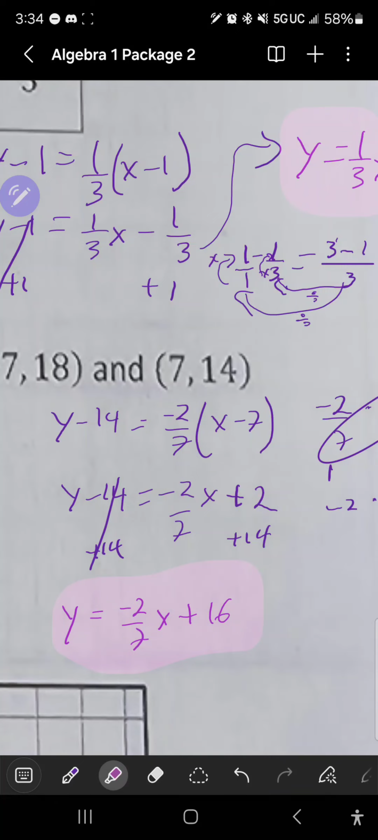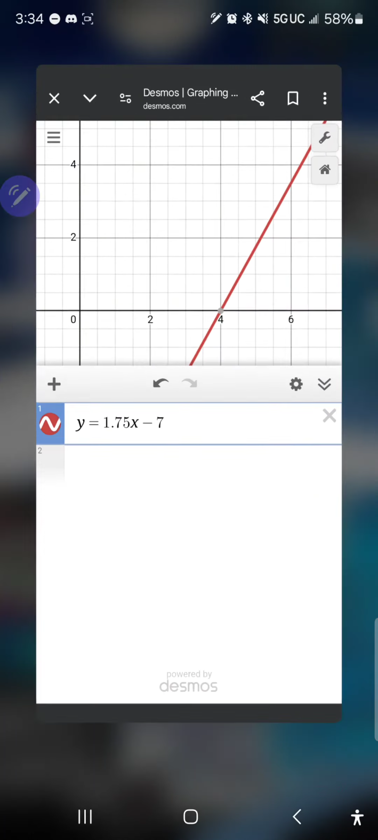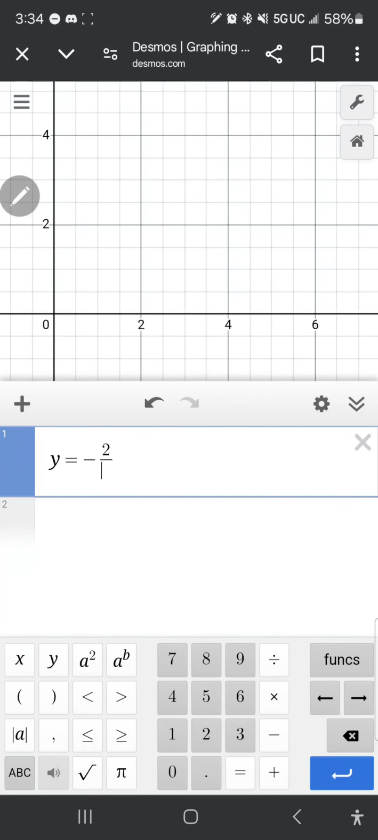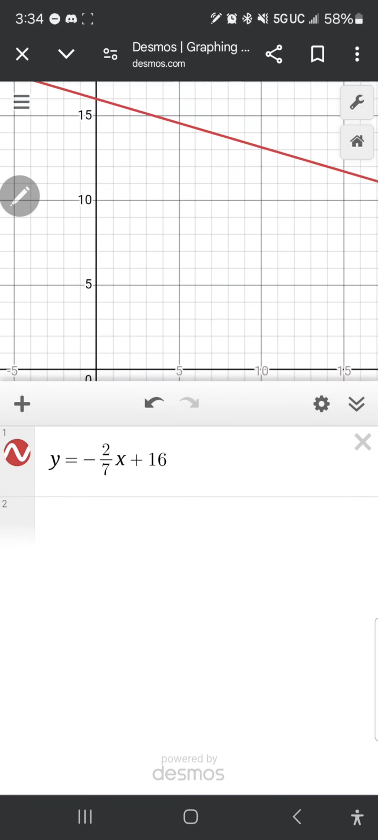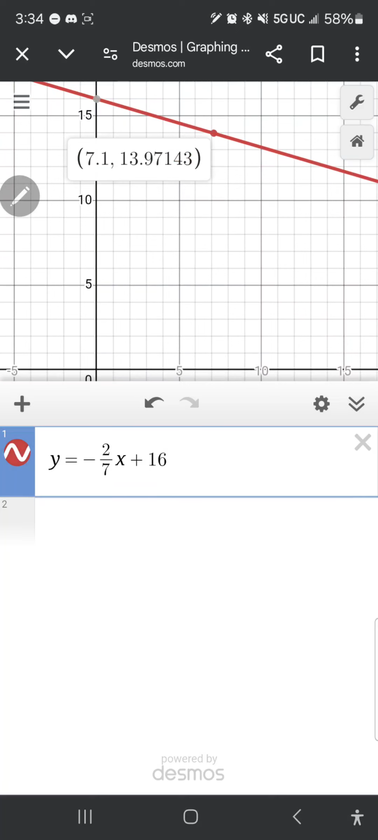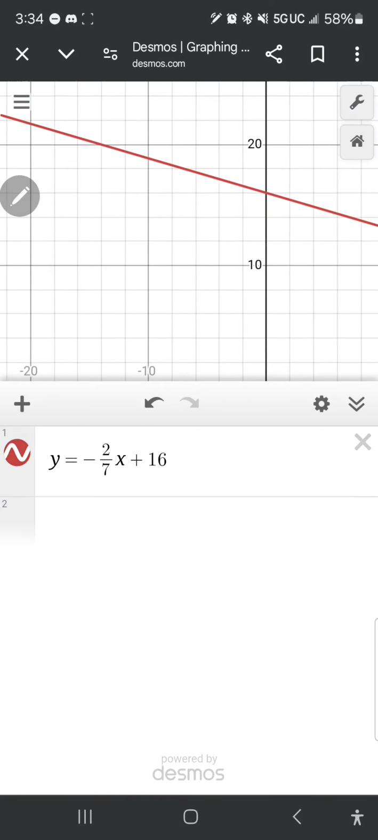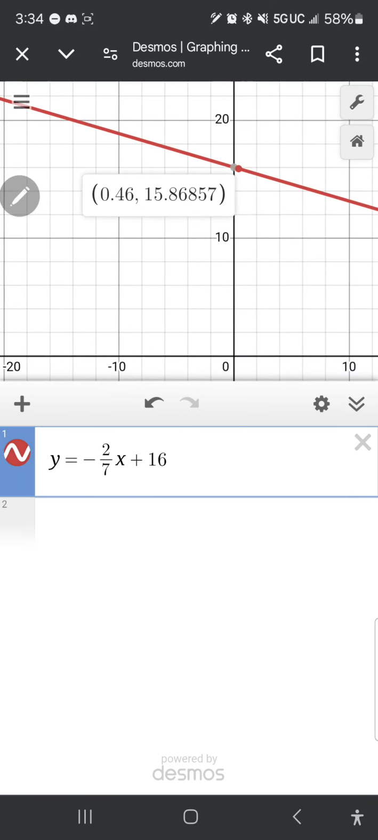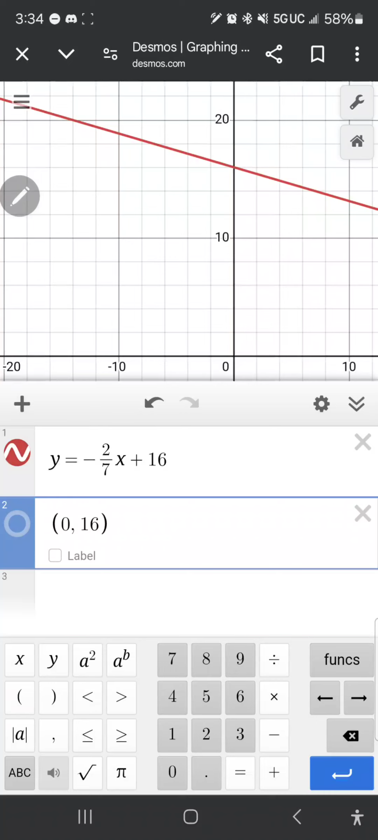That's basically our answer. If you want to, you can always go here and come here. Negative 2 over 7 x plus 16. So you see 7, 40 here, and negative 7, 18 here, which are the points they are giving us, and the y-intercept is 16.